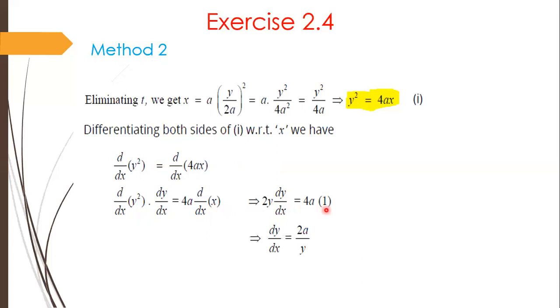So 4a into 1, and 2y goes to the denominator. 4a divided by 2y, and after cancellation we get 2a over y. In both methods we have the same result. Now move to exercise 2.4, question number 3.